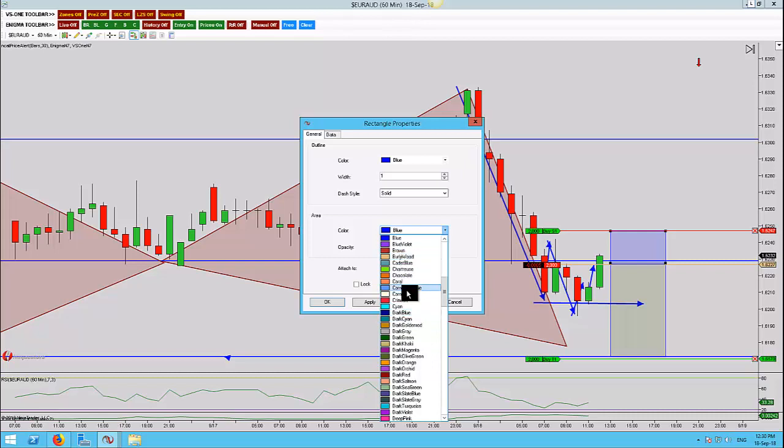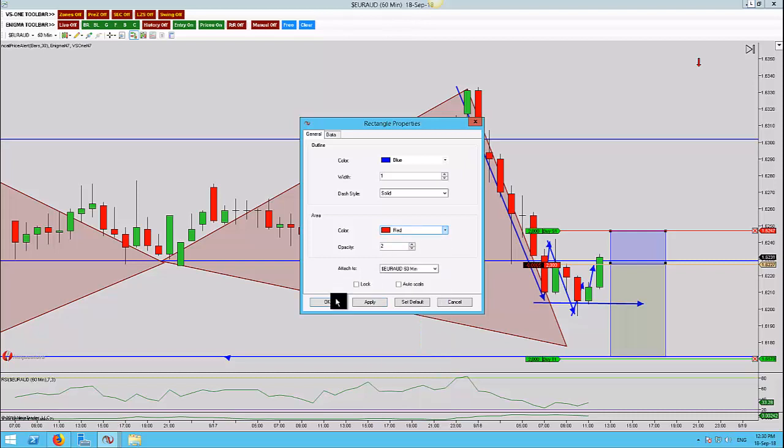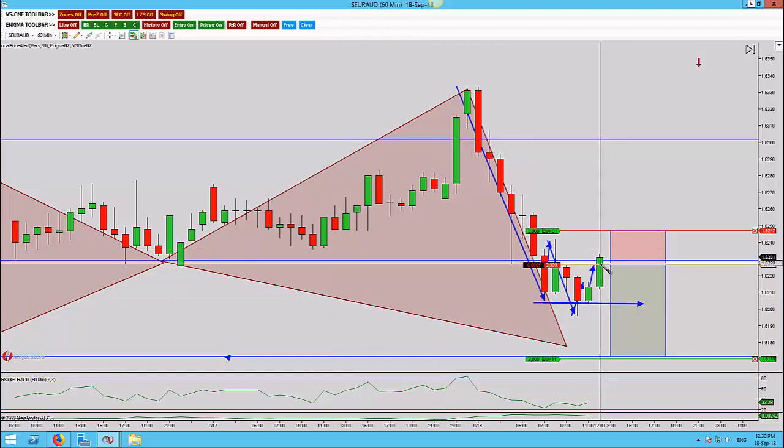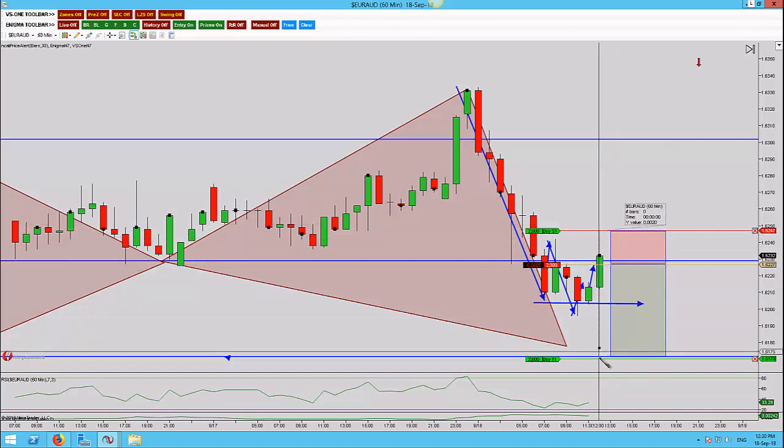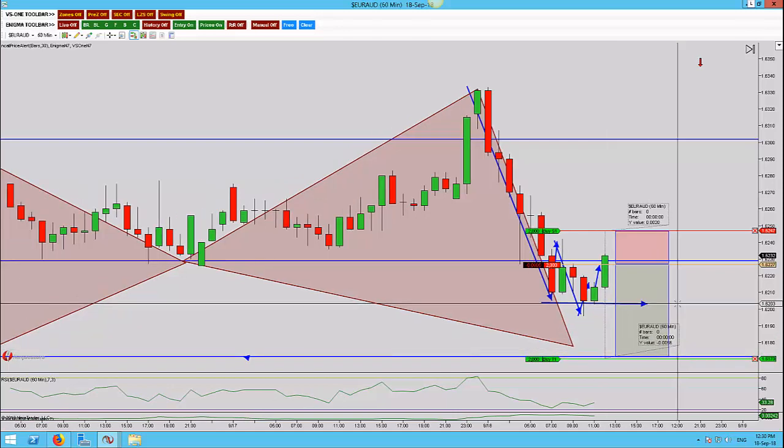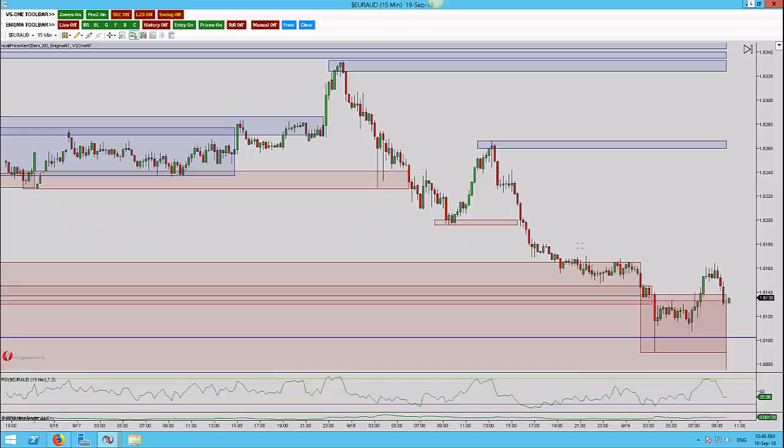This is going to be red for our risk, and so it's actually just less than that. It's 20 pips of risk for 56 pips of reward, and we'll come back and see whether or not this trade wins or loses.